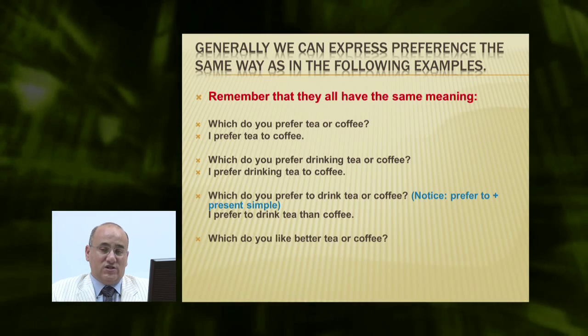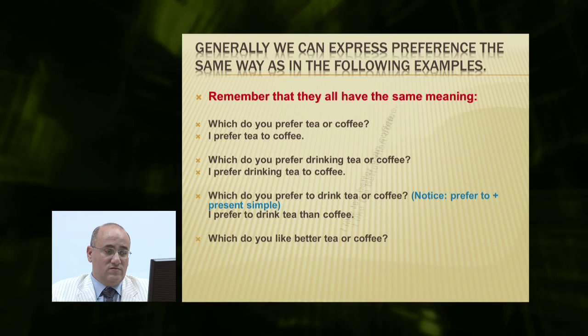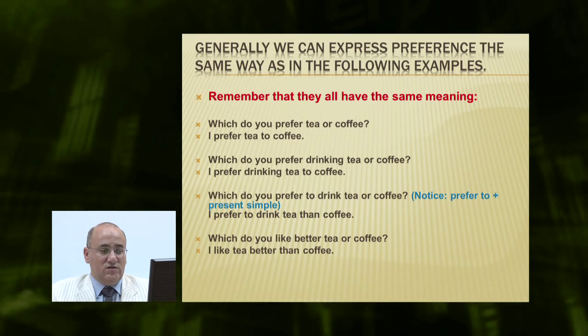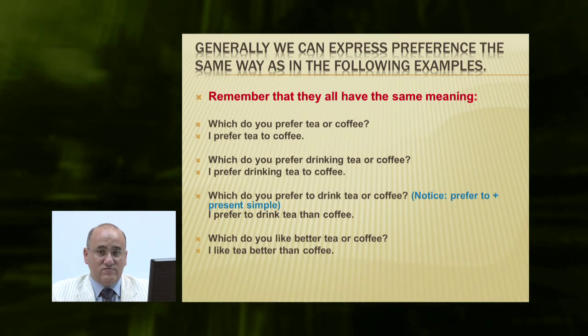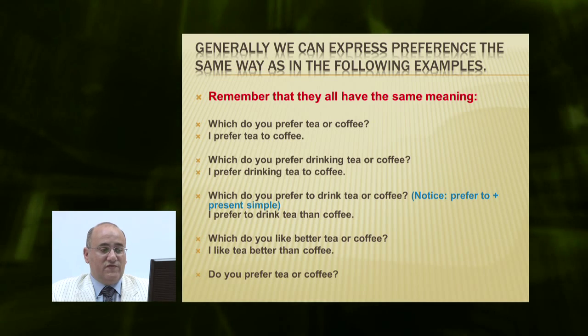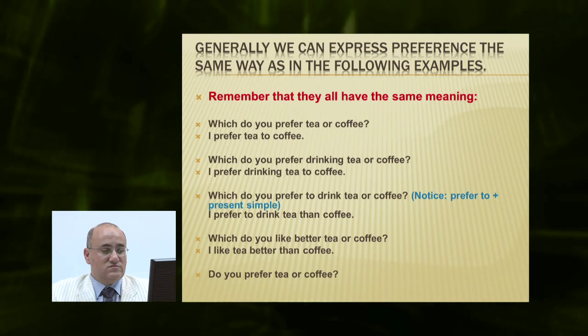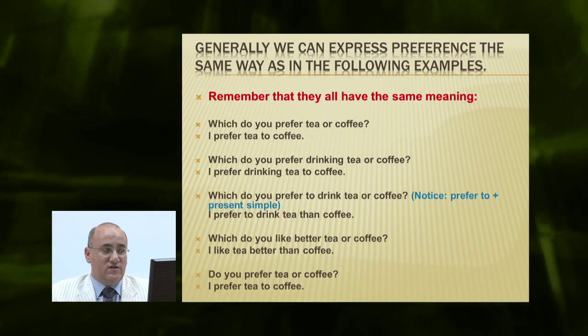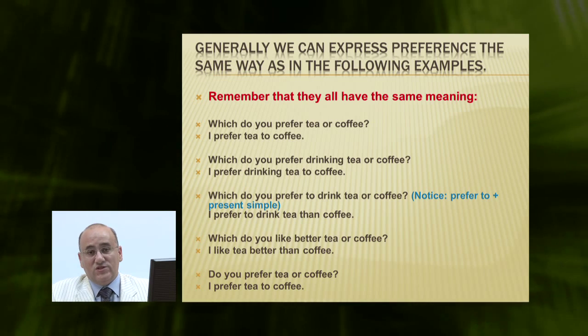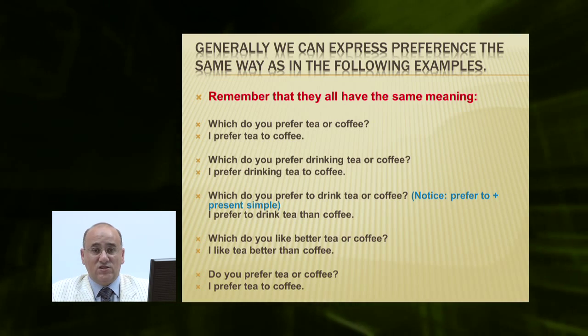Which do you like better, tea or coffee? I like tea better than coffee. Do you prefer tea or coffee? I prefer tea to coffee. These are 5 examples using different ways of expressing the same thing. It's for you to enrich your language when you talk about any of these examples.